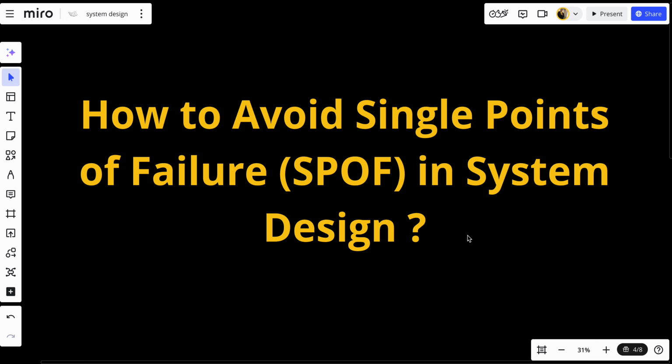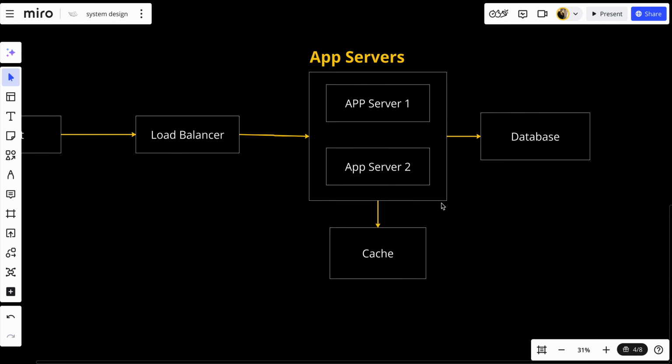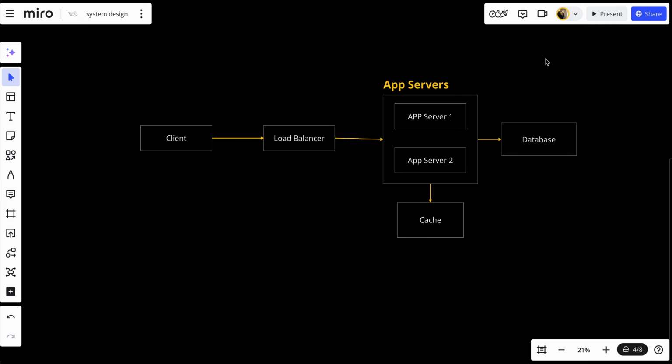So, what is a single point of failure? A single point of failure is any component in your system whose failure can cause the entire system to stop working. Like, imagine a bridge that's the only route between two cities. If it collapses, both cities are cut off, basically. So in this scenario, the bridge is a single point of failure. In distributed systems, single points of failure are a big concern because we want to minimize downtime and provide uninterrupted service for users. So let's take this system as an example.